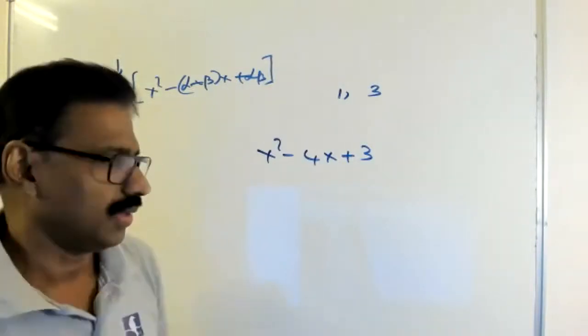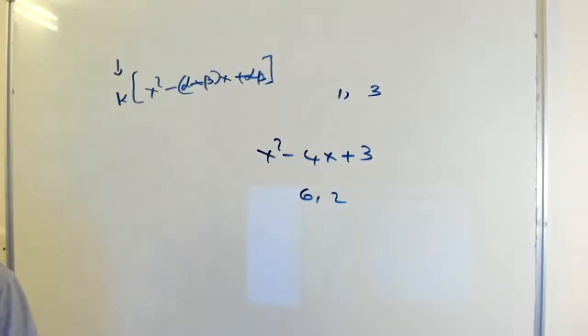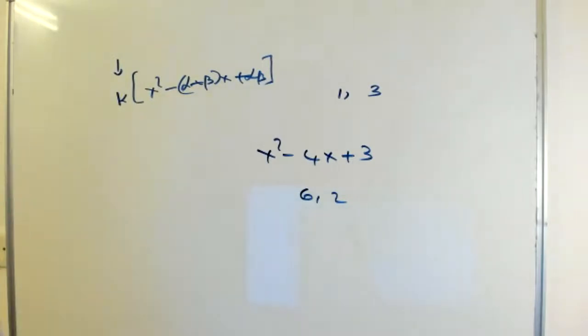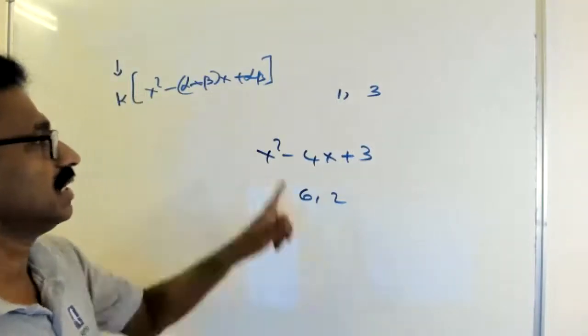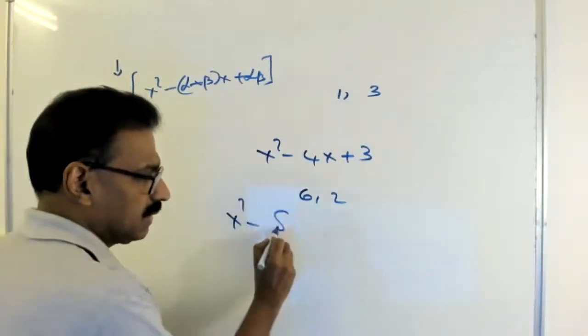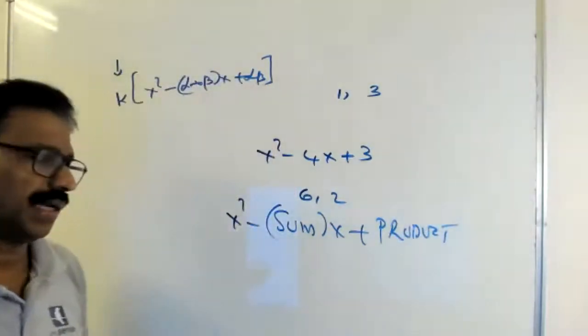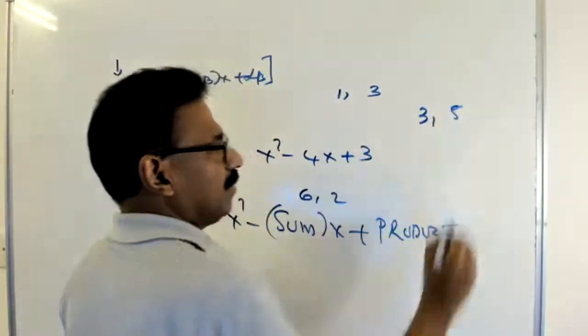Now 6 and 2. What is the polynomial? x square minus 6 plus 2, 8x plus 12. Look here: x square minus sum into x plus product. So x square minus 8x plus 12. Okay, one more: 3 and 5. Tell me this one.